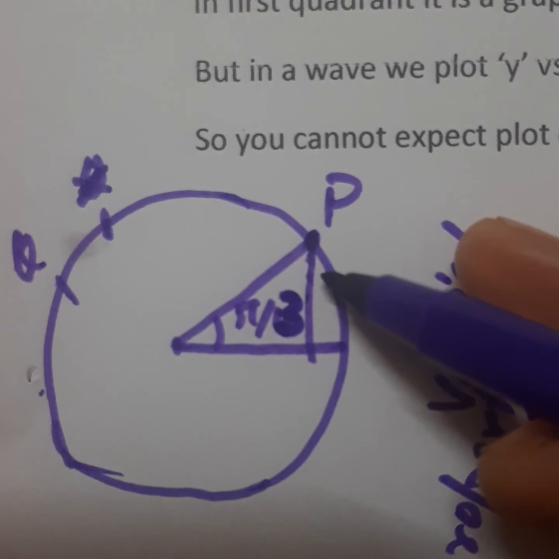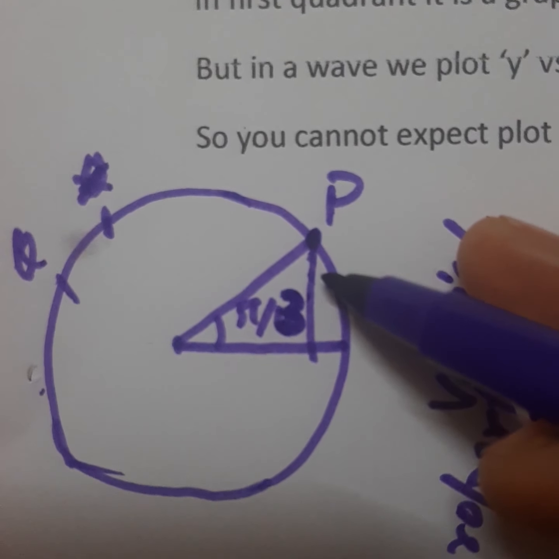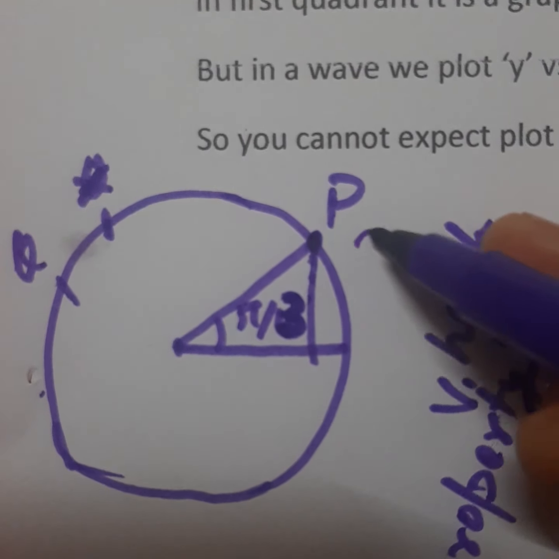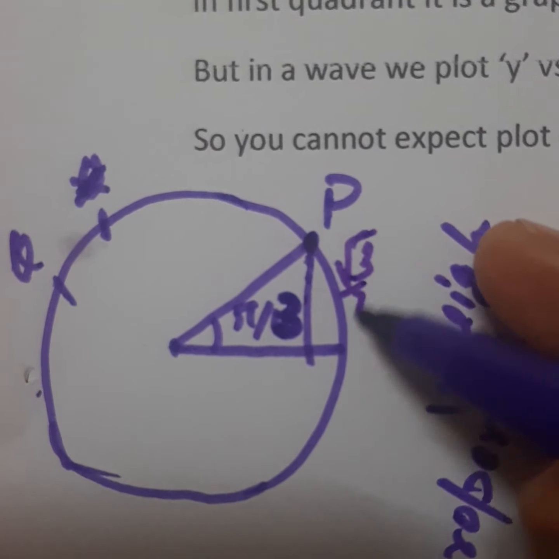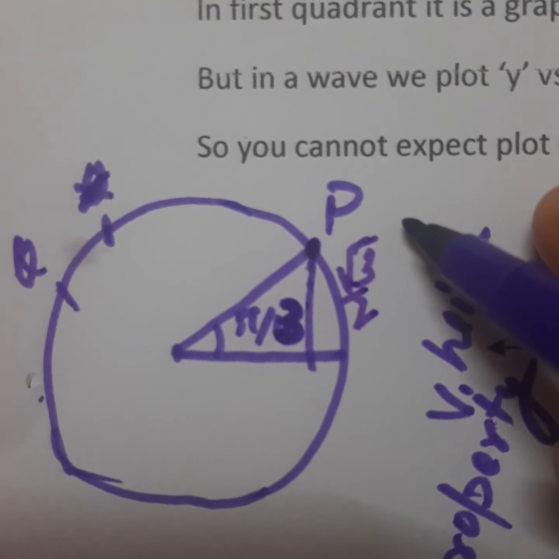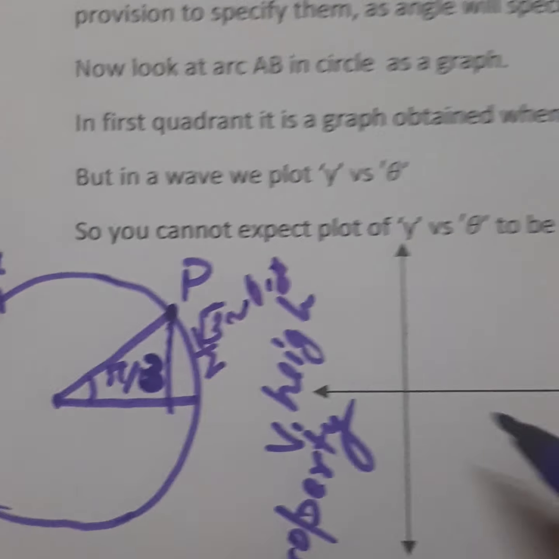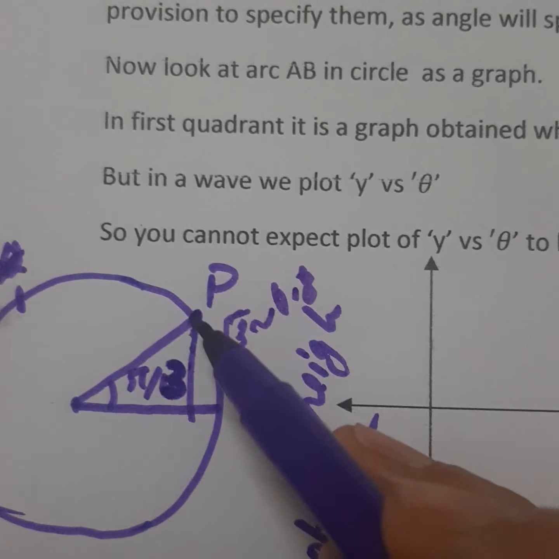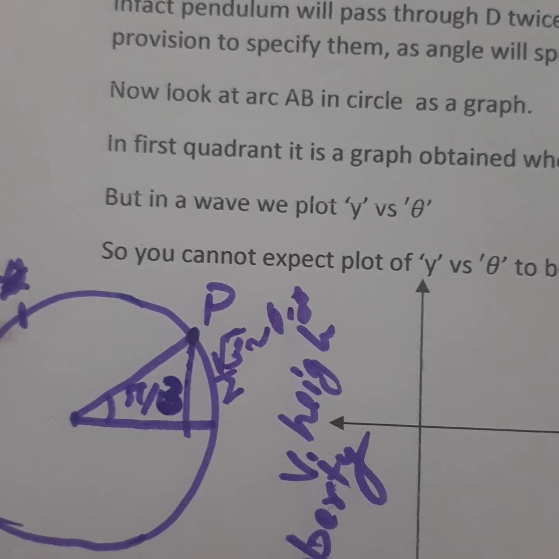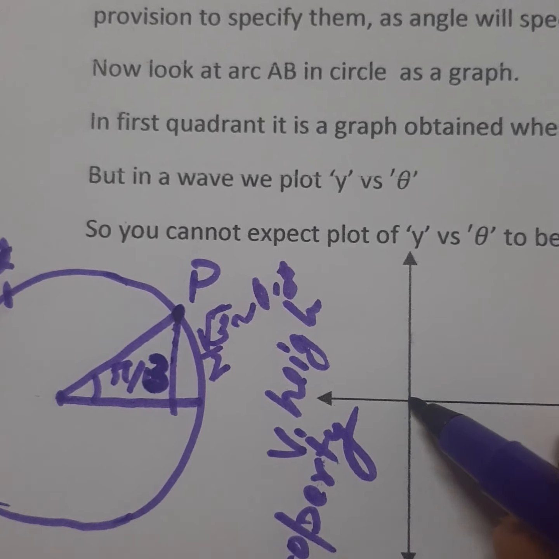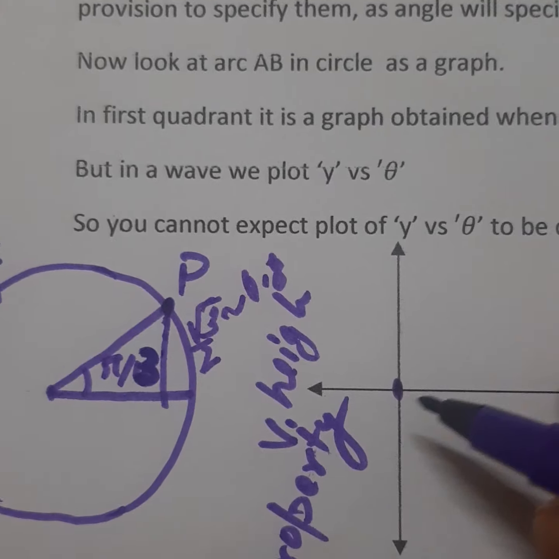So how much is this going to be? Because this is pi by 3, it's sine 60, which is root 3 by 2. Root 3 by 2 is nearly 0.8. Okay, so where is this position in the wave? The wave starts from when the vertical height is 0.